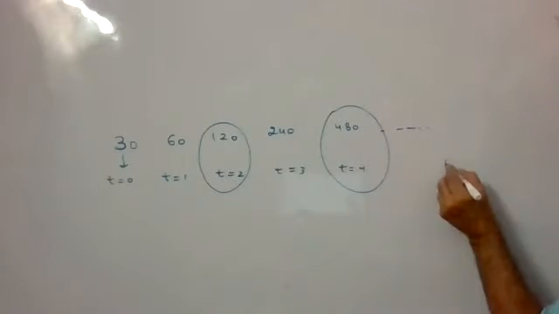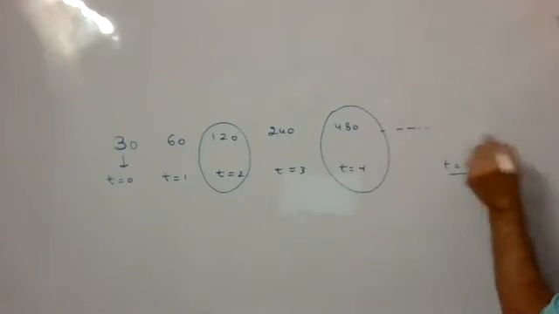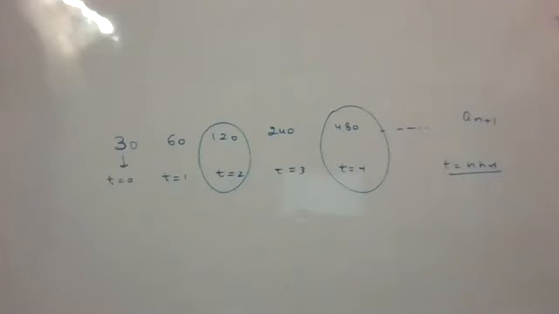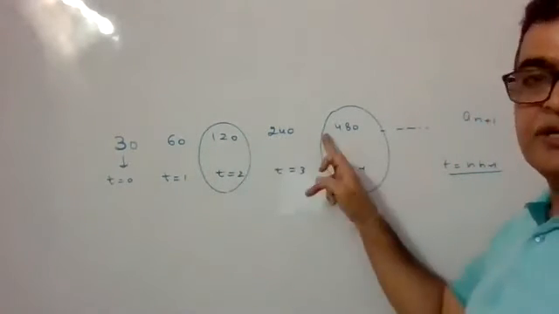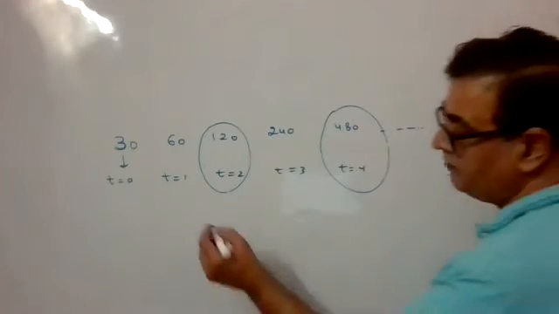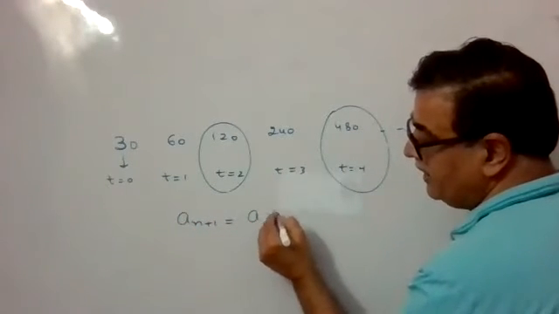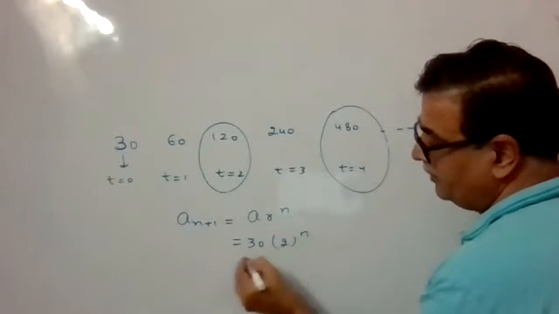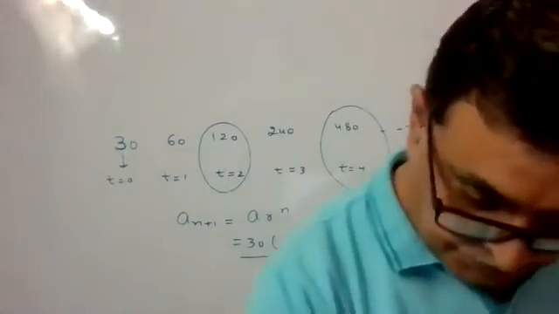Then we have n hours. If n hours, what should be taken here? Is it n plus first term here? Yes or no? 2 hours means third term. 4 hours means fifth term. Same way after n hours means n plus first term. So n plus first term you can calculate. A n plus 1 is what? Formula says A R to the n. A will be 30 and this will be 2 power n. This is the number of bacteria after completion of n hours.